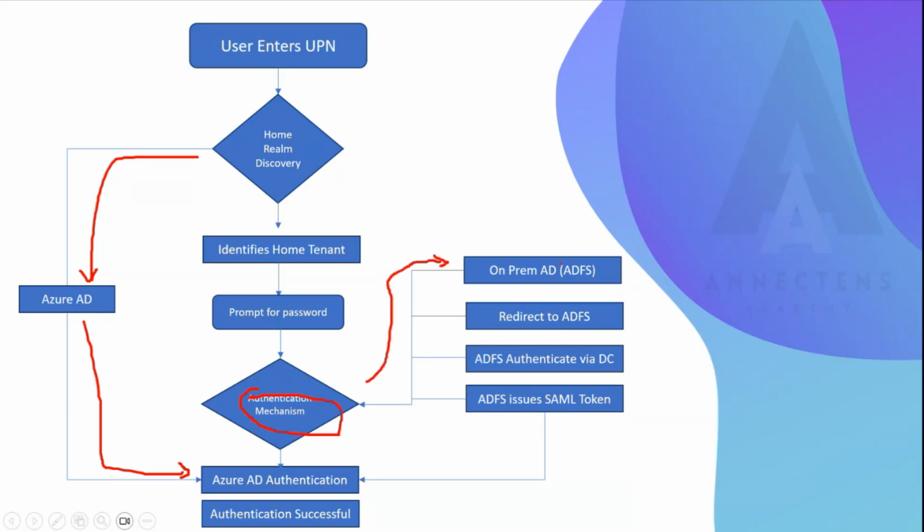So first, it will go to the on-prem AD federation service. It will check if the user belongs to this area or not, and whether the user has the right password, if the license is assigned, everything will be checked, and then it will redirect to ADFS. ADFS will authenticate via the domain controller. Then ADFS will issue a SAML token. This token will be issued by the AD, and then it will come here and say that yes, AD authentication is successful, or Azure authentication is successful.